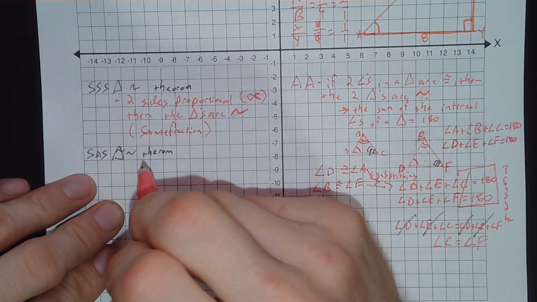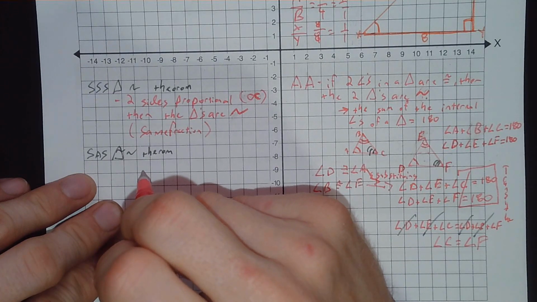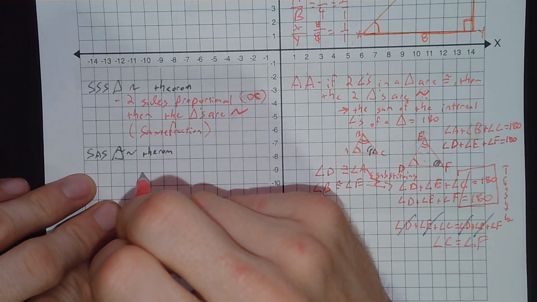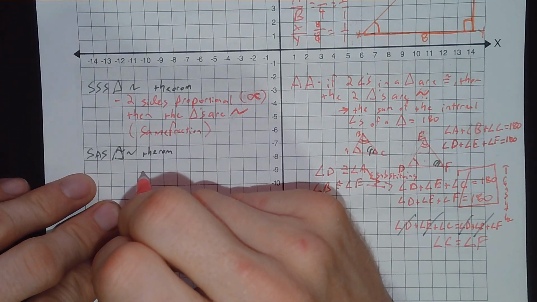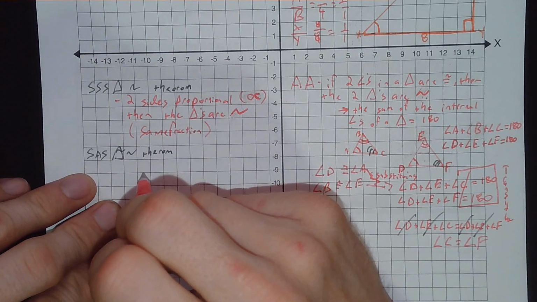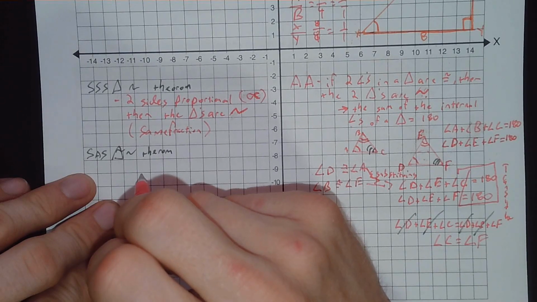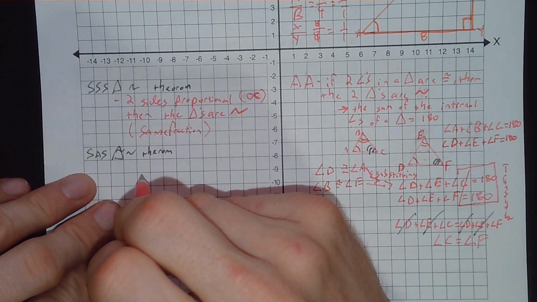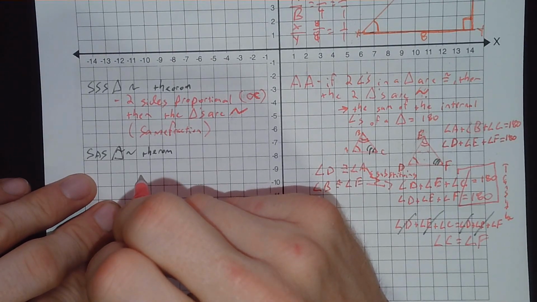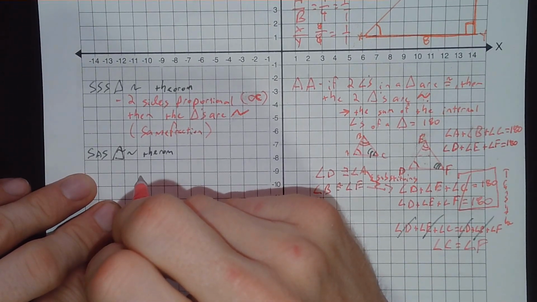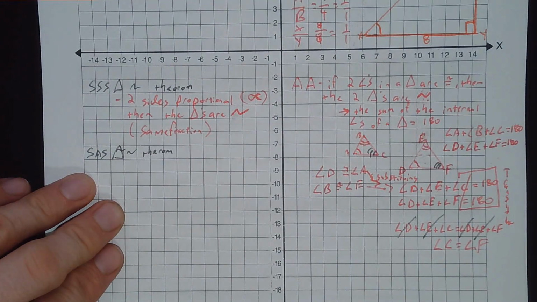Right, and then we have the side angle side theorem, and if two sides are proportional and their included angles are congruent on two different triangles, then the triangles are similar. Let me pause that for a second and ponder that.